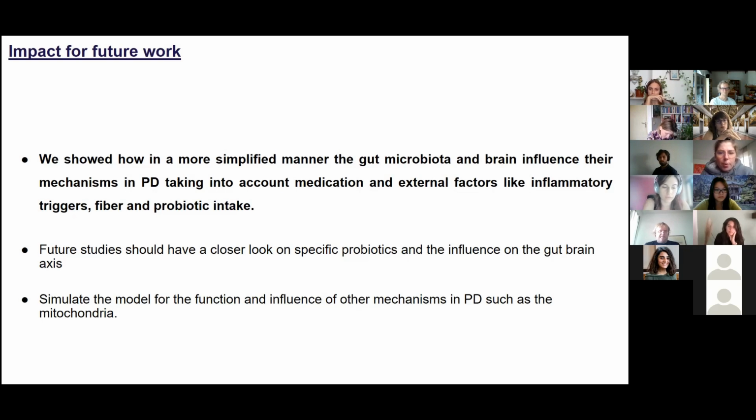However, for future studies, there should be more specific looks at how these specific probiotics can influence the action, and also at other functionings, such as the mitochondria, that also play an essential role in Parkinson's disease, to have a more complete overview.